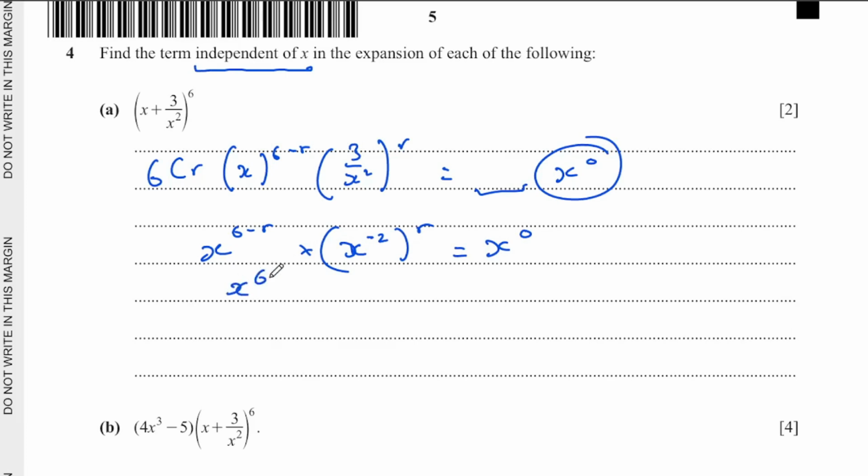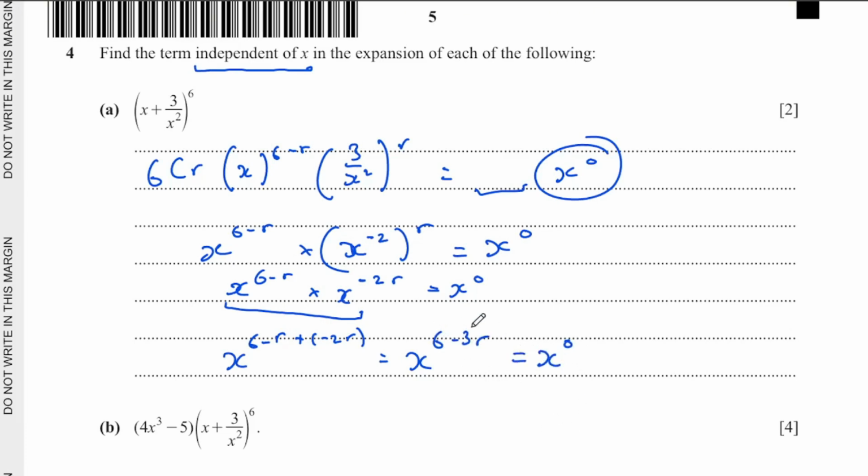So this becomes x power 6 minus r times x power negative 2r equals x power 0. Remember, if you're multiplying two numbers that are the same with different powers, you add the powers. And so x power 6 minus r plus negative 2r, which is just x power 6 minus 3r, equals x power 0. And so 6 minus 3r is equal to 0, where 3r equals 6 and r would be 2. And now you can just plug in 2 here, and that would give you your answer for this.